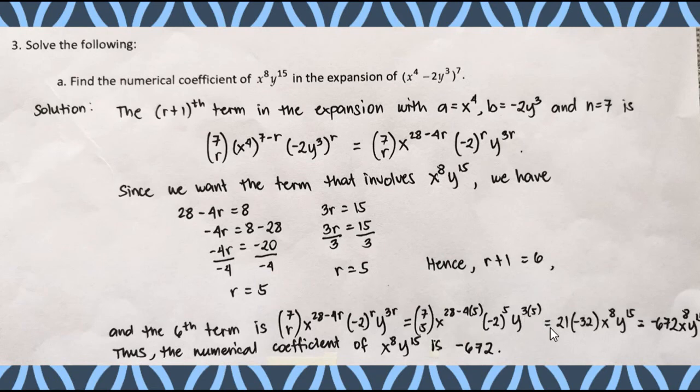Okay, simplifying further, 7 taken 5 at a time is 21. Negative 2 to the power of 5, that is negative 32. X to the power of 8. 8 man na siya since 28 minus 20 is 8. Then y to the power of 15. Okay, so ang gipangita na to ang numerical coefficient. So, na naman ta ani x to the power of 8, y to the power of 15. Thus, the numerical coefficient of that is negative 672. Okay, nanaon siya pag-solve.